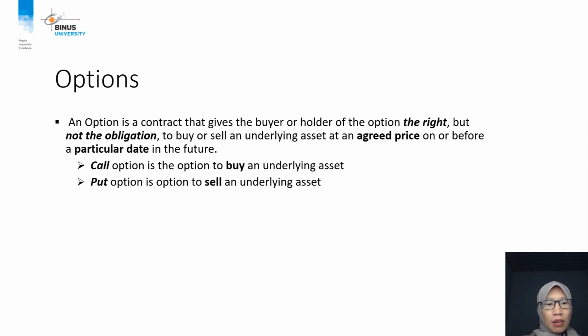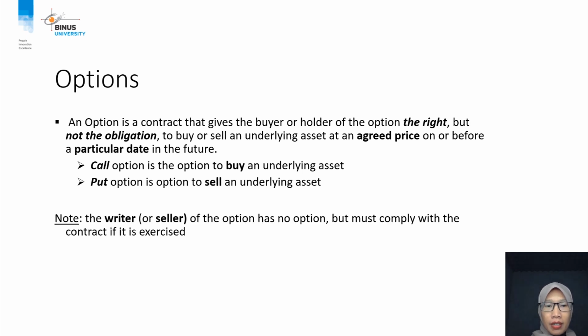Options. An option is a contract that gives the buyer or holder of the option the right, but not the obligation, to buy or sell an underlying asset at an agreed price on or before a particular date in the future. There are two types of options. The first is call options, the second is put options. The call option is the option to buy an underlying asset. The put option is the option to sell an underlying asset.